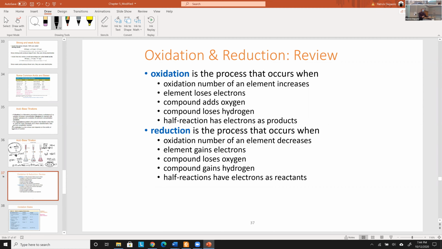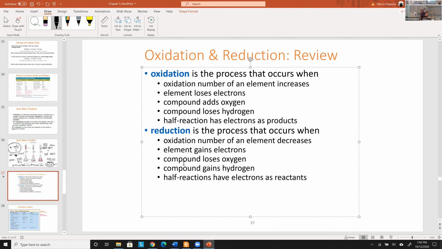Doesn't have to be. It's not more complicated than what we saw last class, when we're just determining the numbers between the left and the right side and figuring out which one's oxidizing, which one's reducing, which one's the agent. It's not much more complicated than that. So other things to look for in oxidation: if you're adding oxygens, if you're losing hydrogens. Don't worry about half reactions yet.